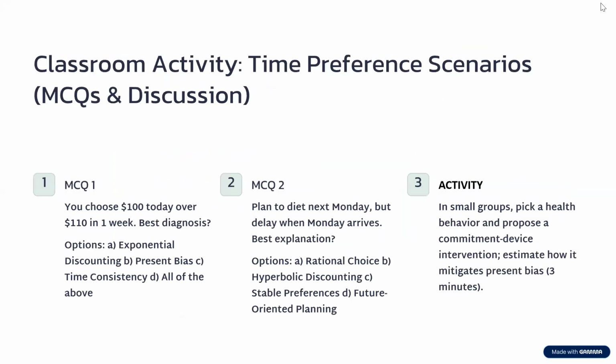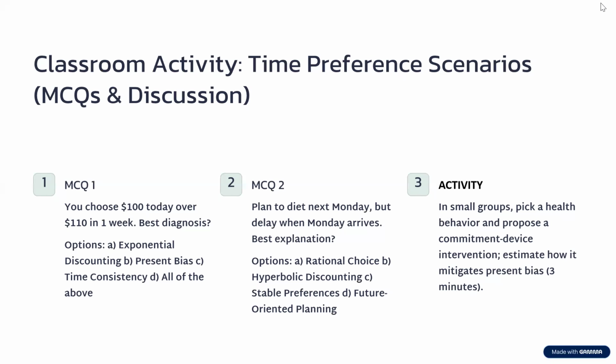Now we have a classroom activity and MCQs on time preference scenarios. MCQ number one: you choose $100 today over $110 in 1 week. What is the best diagnosis? Think back to the example we just discussed. The options are: A, exponential discounting; B, present bias; C, time consistency; and D, all of the above.